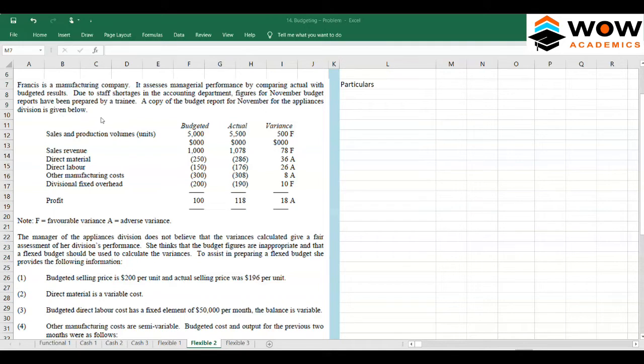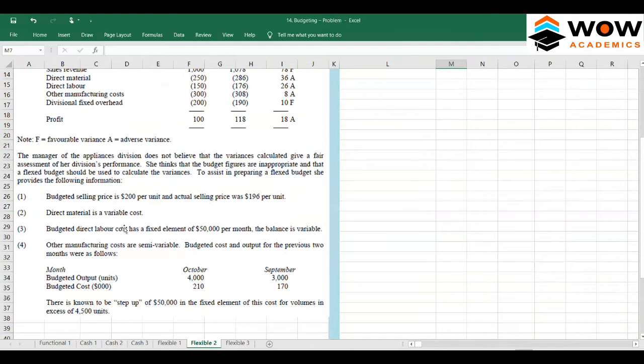So he has given us sales and production volumes and units, sales, direct material, direct labor, manufacturing cost, and other fixed overheads. He has already worked out budget and actual. He also has variances here. So let's look at the points that have been given here.